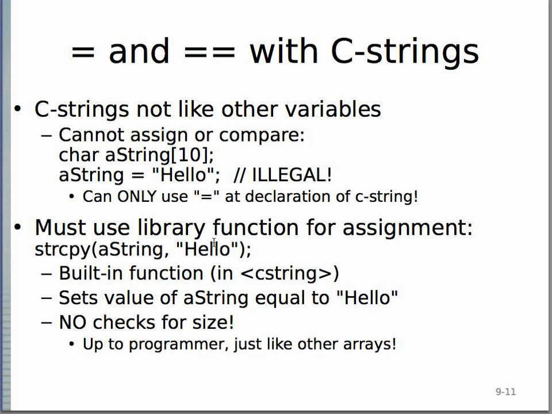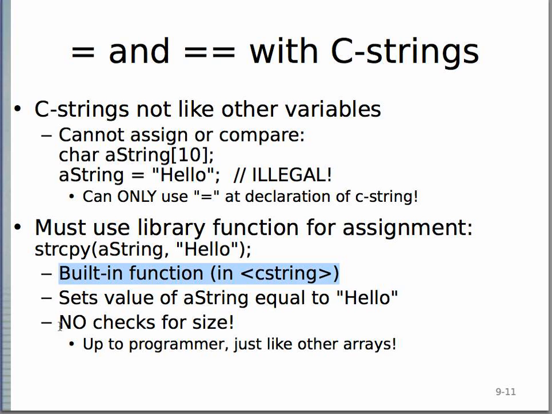0, 1, 2, 3, 4, 5. Yep, 5 at location 5. There'll be a null termination character. It'll be copied to this A string, and that will stop the loop in strcpy. So where is this from? This is a built-in function that comes from the C string library, this library of C-style string functions.